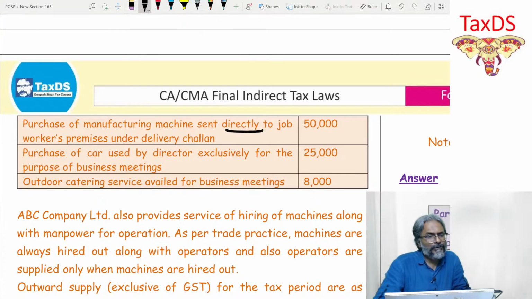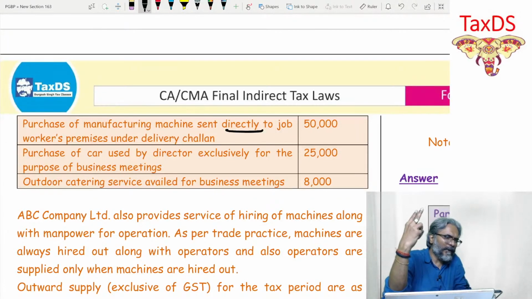Purchase of car used by the director exclusively for purpose of business undertaking, doesn't matter, it is blocked. Outdoor catering service availed for business meeting, no, not allowed. Only two exceptions are there. What are the two exceptions, students?